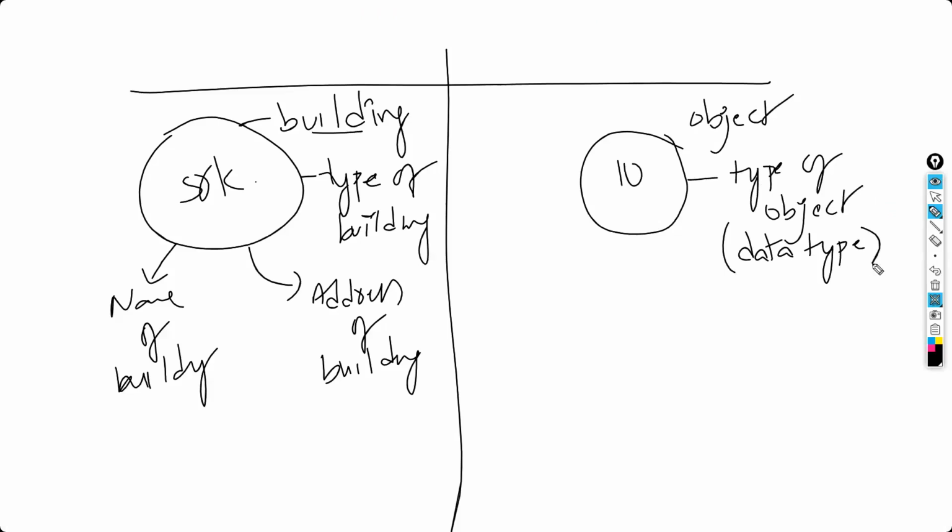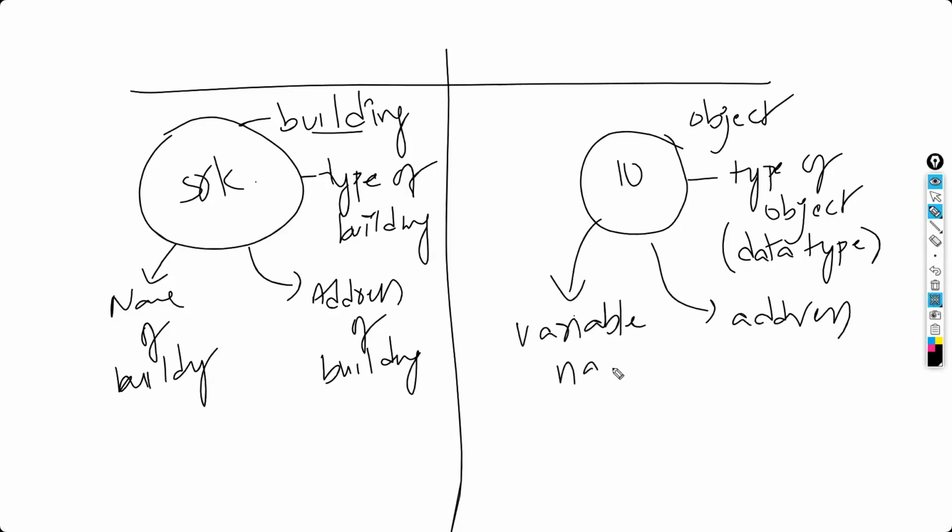One person will be interested to stay in an independent house, one in an apartment, one in a gated community. Different persons are interested to stay in different locations and different building types. In the same way, here we store different values in different objects. For each object we have an address, and whatever value is there will be stored inside a variable. So the name of the building is nothing but the variable name, the type of the object is nothing but the data type, and whatever you store inside is called the value.